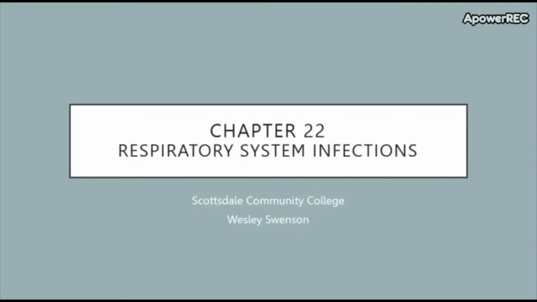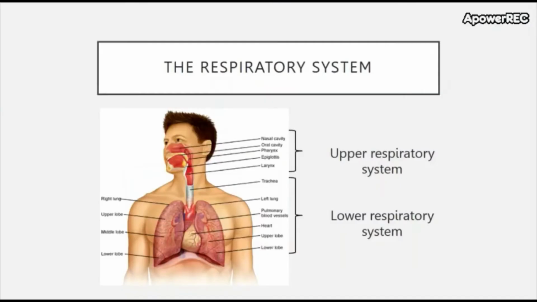Today we'll be discussing respiratory system infections, chapter 22. The respiratory system is complex and made of many different parts. It can be separated into two categories, the upper respiratory system and the lower respiratory system. The upper respiratory system contains the nasal cavity, oral cavity, pharynx, epiglottis, and larynx.